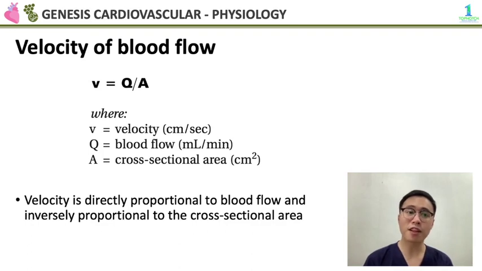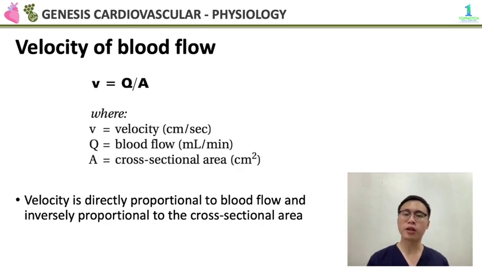So first off, we have velocity of blood flow. So this is explained by the formula V equals Q over A, wherein V is the velocity equal to the Q, the blood flow over the cross-sectional area. So what does this formula imply? So basically, ano ba yung essence niya? It's trying to tell us that the velocity is of course directly proportional to the blood flow and inversely proportional to the cross-sectional area of the blood vessel.